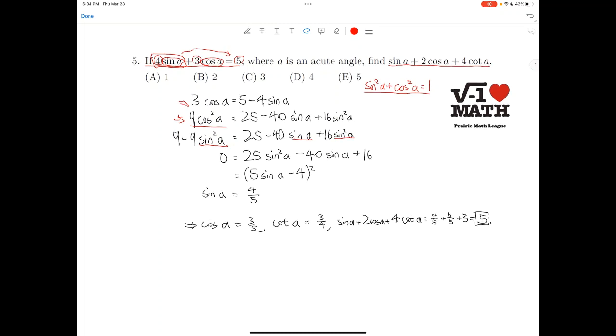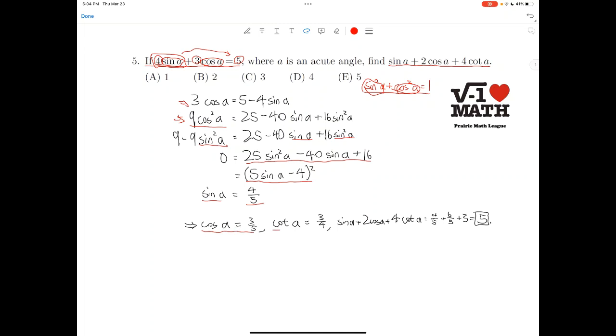We can just solve for sine A by putting everything to one side and factoring to get 5 sine A minus 4 squared, and then we see that sine A is equal to 4 over 5. Now we can use the same identity to solve for cosine A, and we see that cosine A is equal to 3 over 5.